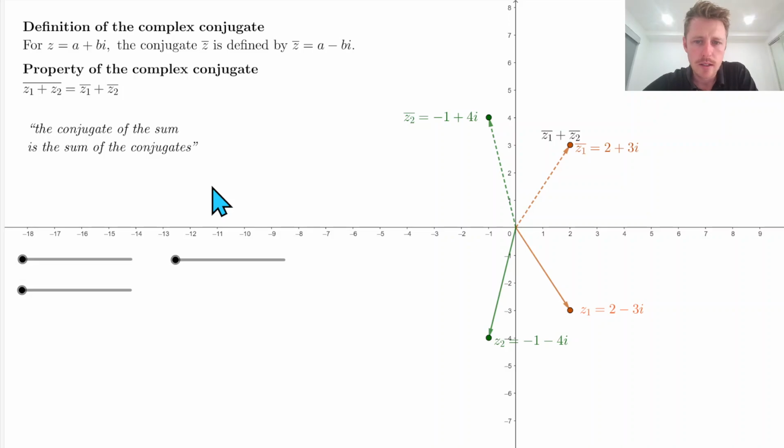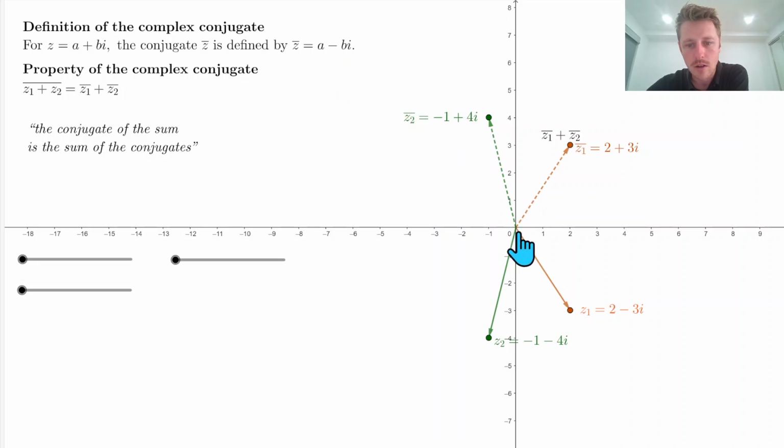Let's look at defining now what's called the complex conjugate. So again, we've got some complex number, a plus bi. The conjugate is what we call z bar, and is defined as a minus bi. So essentially all you do is you negate the imaginary component of the complex number. So let's see what that looks like as an example.